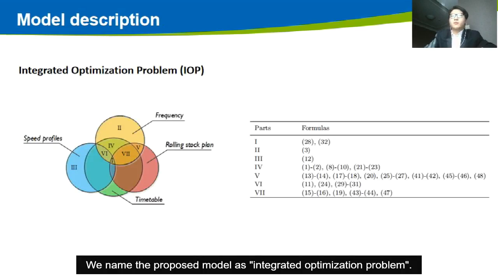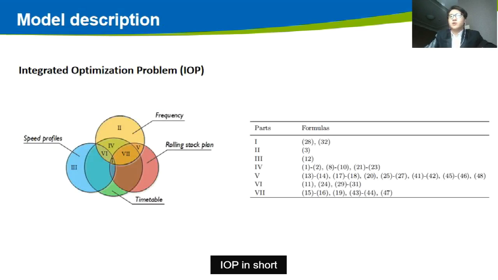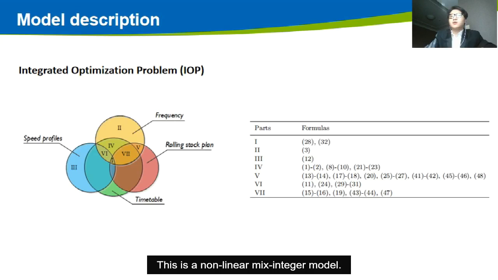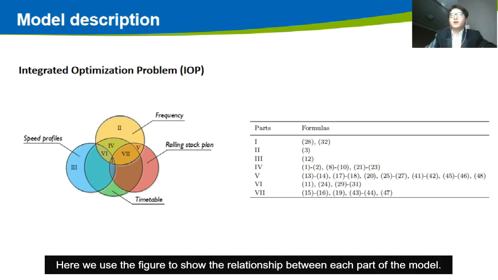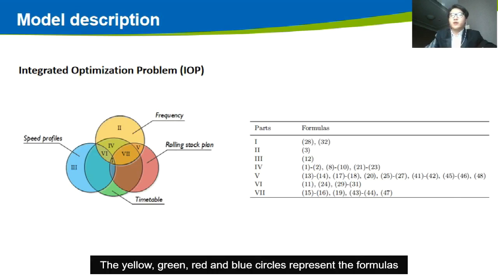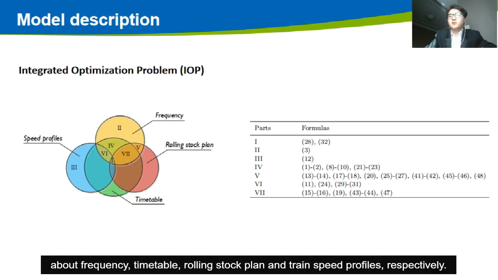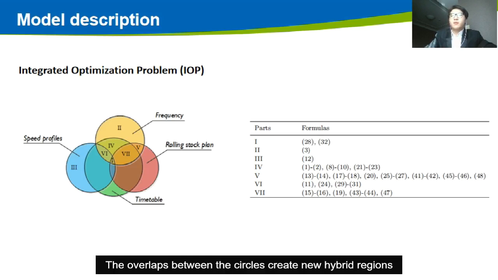We name the proposed model as Integrated Optimization Problem, IOP in short. This is a non-linear mixed integer model. Here we use the figure to show the relationship between each part of the model. The yellow, green, red, and blue circles represent the formulations about the frequency, timetable, rolling stock plan, and the train speed profiles, respectively. The overlap between the circles creates new hybrid regions.